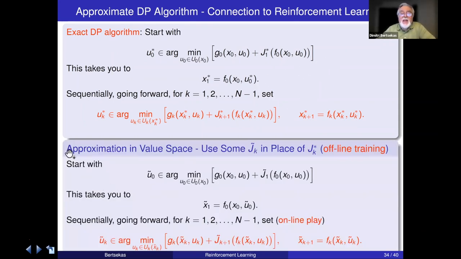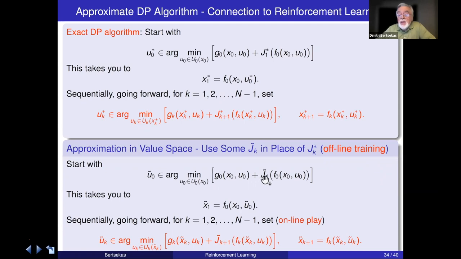Approximate dynamic programming, in particular the method of approximation in value space, is the following simple thing. Instead of J stars, which can be overwhelming to compute, which you may not be able to compute, use some J tilde functions that you obtain somehow by hook or by crook, because somebody gave them to you, or you have used offline training, neural networks, or other approximation architectures. That's the idea. In place of the object that's very hard to compute, use an approximation and use some kind of offline training. Then, once you have the J tildes, you can use online play to generate an approximate control sequence.